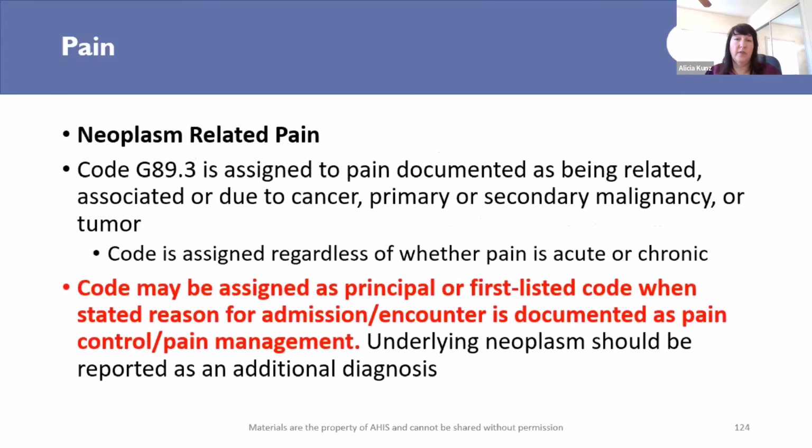Neoplasm-related pain. This is where somebody has cancer and they have pain related to the cancer. Whether the pain is acute or chronic, if it's related to the cancer, you would assign code G89.3. And again, if they are admitted for pain management or pain control due to this pain related to the cancer, you can use it as a principal diagnosis. And just remember that code will also ask you to code the neoplasm. So you would need to code the neoplasm in addition. Next.